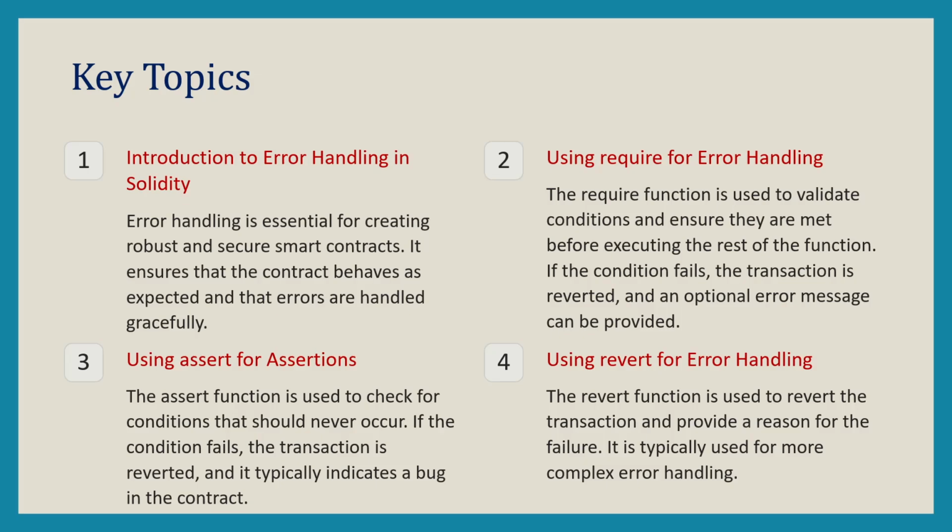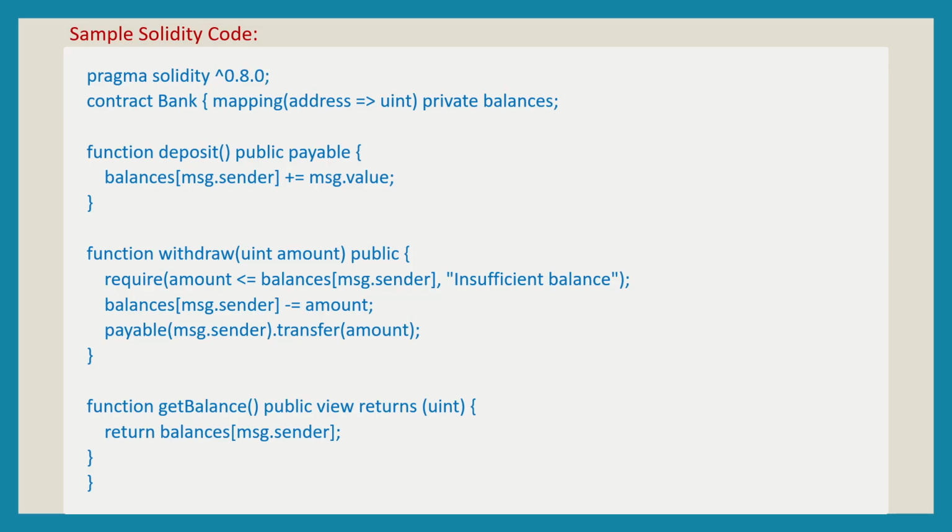Third and the final one would be using the revert function for error handling. The revert function is used to revert the transaction and provide a reason for failure. It is typically used for more complex error handling. So this is a sample Solidity code in front of you. You might have already got to know the basics of writing Solidity code, but I'll just go through this code to give you a quick recap and revision.